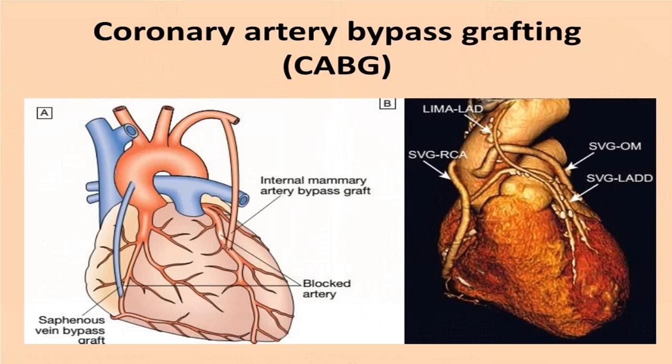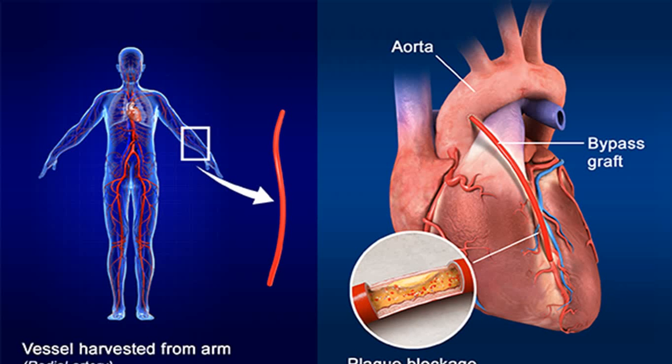CABG will depend upon the number of arteries involved, and which artery is involved. Usually there are two arteries available, the right internal mammary and the left internal mammary. If a third is required, you can use the radial artery, or some people use the saphenous vein. Nowadays the radial artery is usually utilized. So these are the different methods. We have already shown you in the ischemic heart disease video lecture that you can go for thrombectomy, thromboembolectomy, etc.